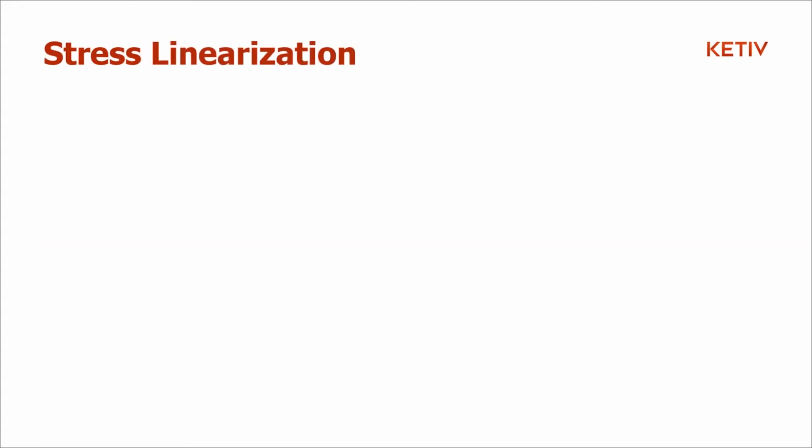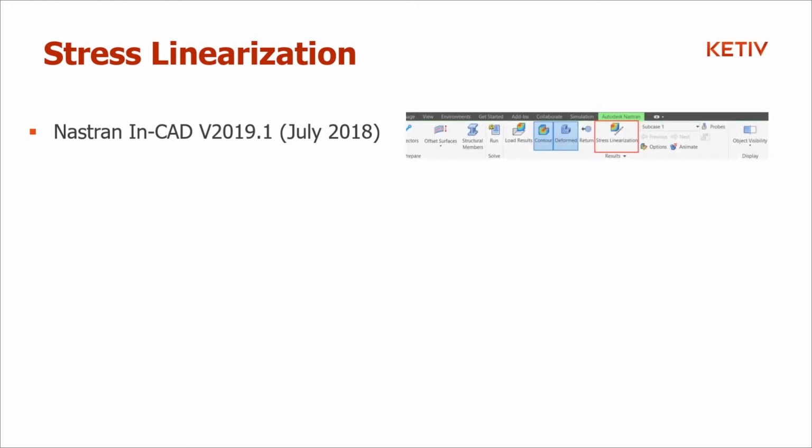So first of all, stress linearization is something that you will see available in the Nastran In-CAD 2019.1 release, which was the most recent update. It released in July of this year, a couple of months ago. So in case you have installed the update, then you will see a giant stress linearization button right in the middle of your results panel. You should not miss that. So in case you haven't installed it, then you can go into your desktop app, or you can go into your Autodesk portal, and you should be able to find the update there and install it.